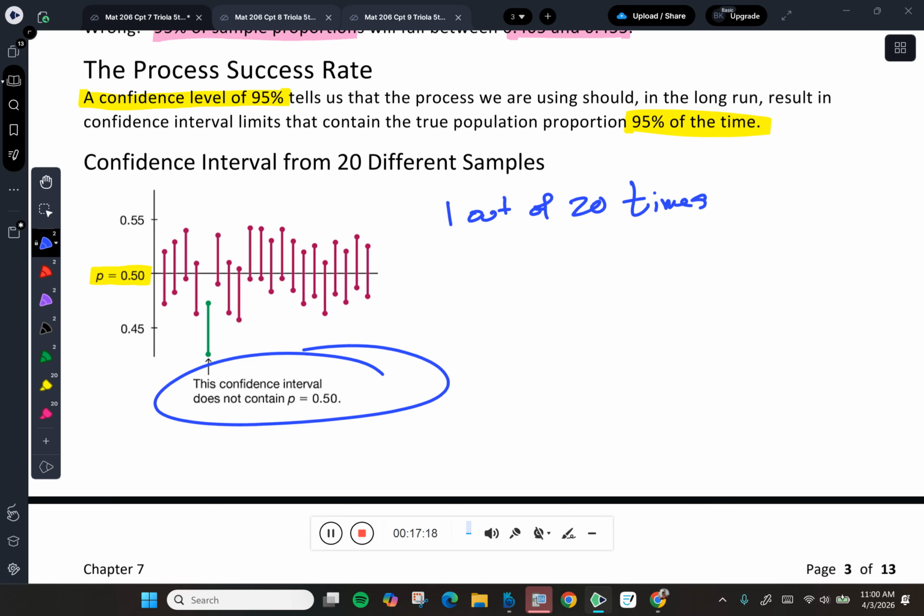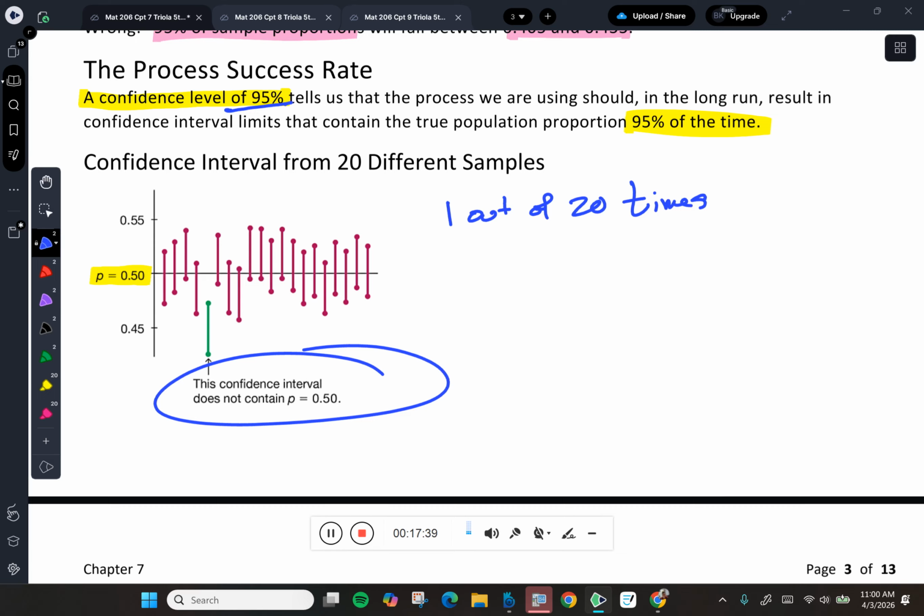Now, this image is from the textbook, and I am not quite sure why they made the ones that did it right red and the one that was bad green. I would have thought they would have flipped those colors and made the green the good and the red the bad, but hey, whatever. This is their stuff. So there's the basic idea.